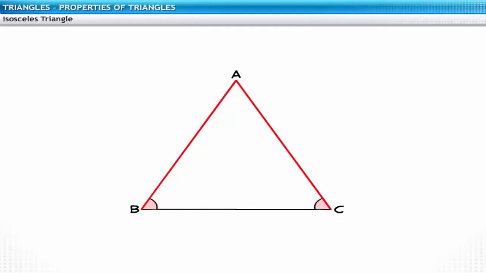Based on these observations, we can conclude that angles opposite to the equal sides of an isosceles triangle are equal. We will prove it by using the criteria of congruence.